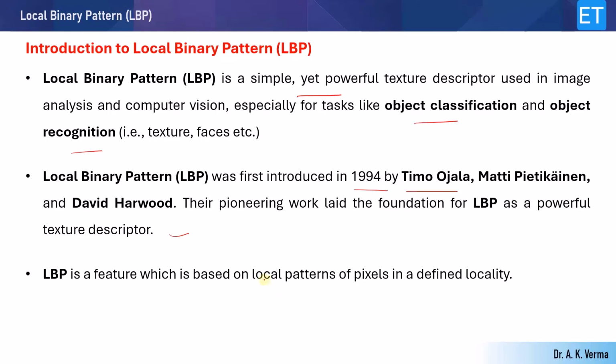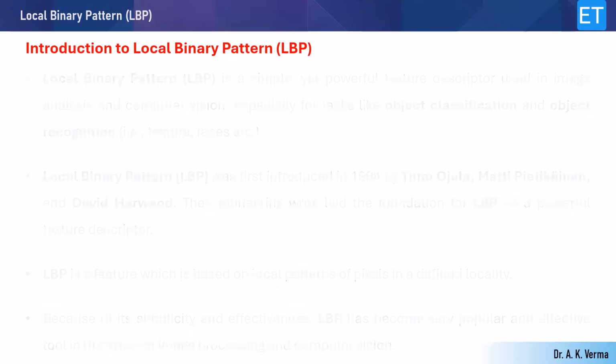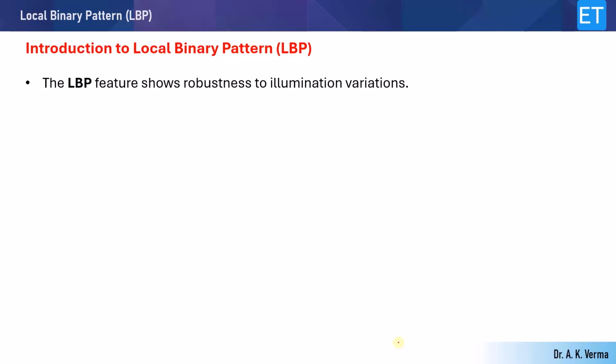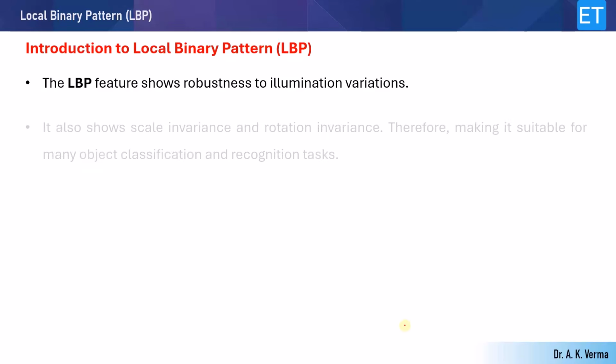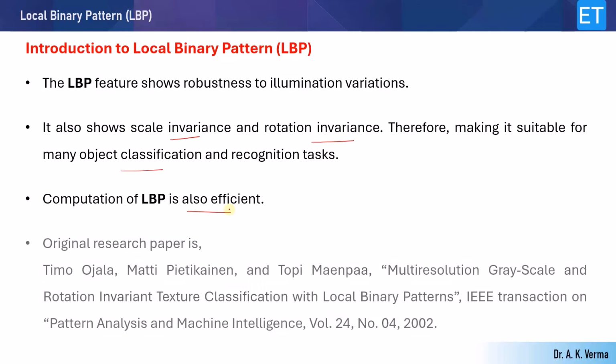The LBP is a feature which is based on the local patterns of pixels in a defined locality. Because of its simplicity and effectiveness, LBP has become a very popular and effective tool in the areas of image processing and computer vision. The LBP feature shows robustness to illumination variations, that is good, and it also shows scale invariance and rotation invariance, therefore making it very suitable for many object classification and recognition tasks. Also, the computation of LBP is efficient.